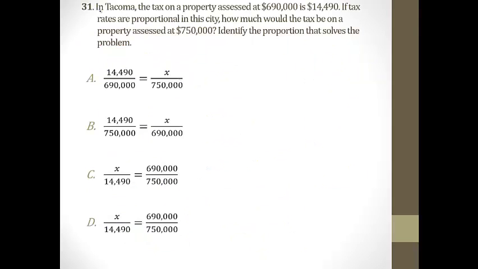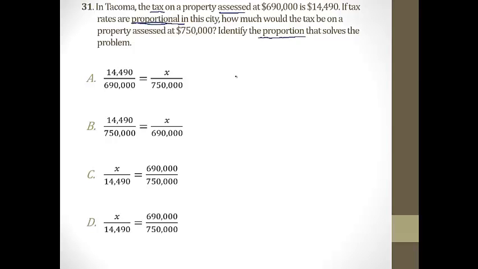All right, here we have a word problem. In Tacoma, the tax on a property assessed at $690,000 is $14,490. If tax rates are proportional in this city, how much would the tax be on a property assessed at $750,000? Identify the proportion that solves this problem. All right, so we're writing a proportion, and twice you see that keyword in here, proportion.